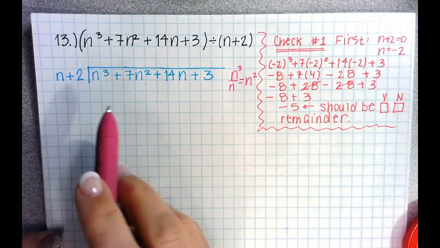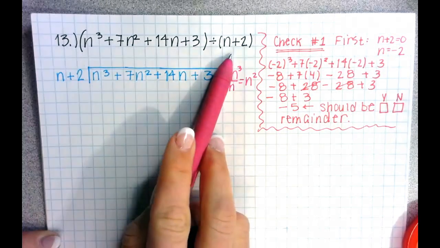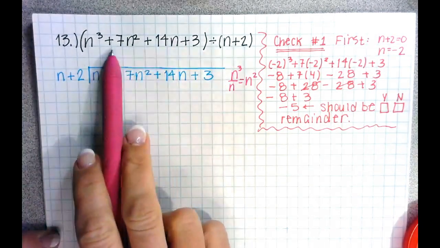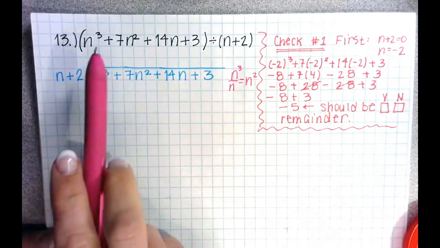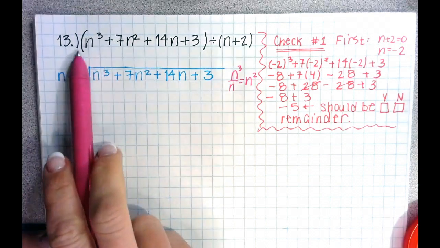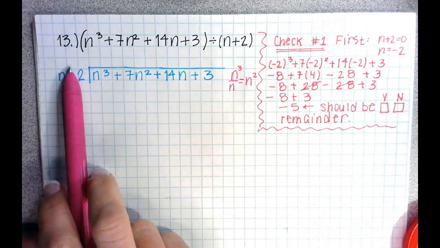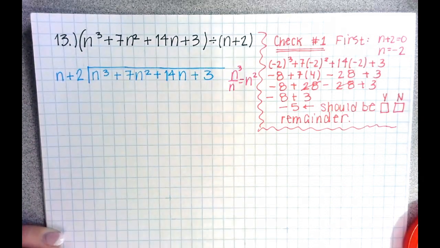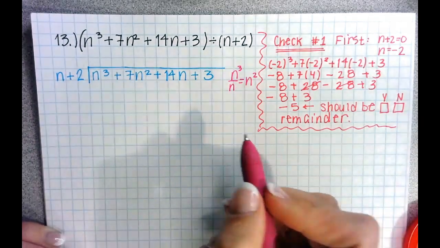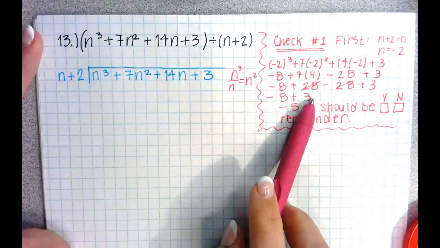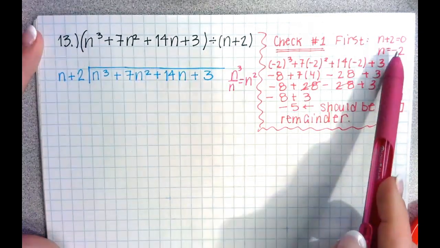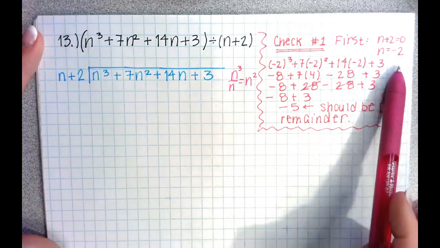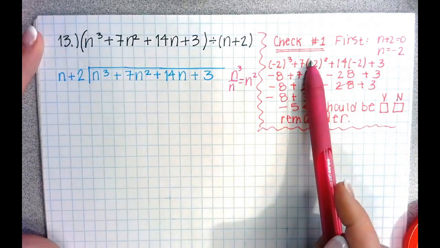All right, if you completely panicked when you saw this example, don't be judgy. You're just being judgy because you see an extra term or a higher degree. It is exactly the same thing with one tiny additional step. It is not the end of the world. So I did the check first. So I set my divisor equal to 0. I got negative 2. I filled in negative 2.